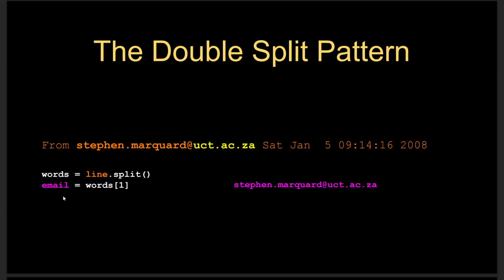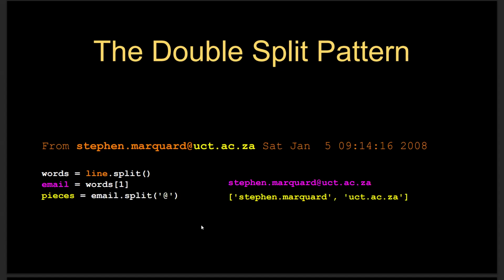Again, email equal to words of one. Whenever you print words of one, we will get stephen.marquard@uct.ac.za. So this is the first index. See, this is the zero index, and this stephen.marquard@uct.ac.za is the first index. That's why we got this output. Next, pieces equal to email dot split of at the rate. Again, if you want to split this split string of index one, we use email dot split with the at sign. By using this at the rate, we'll split these pieces.